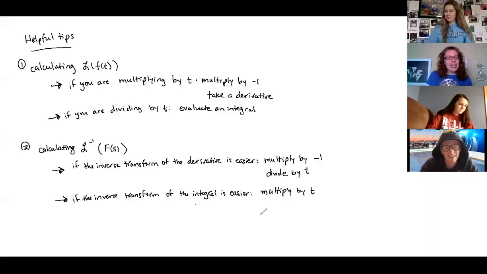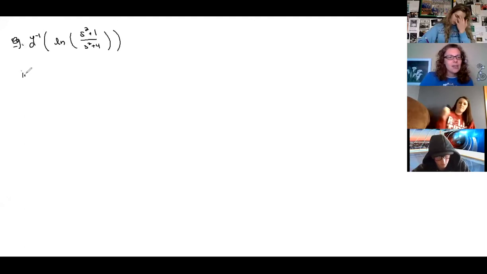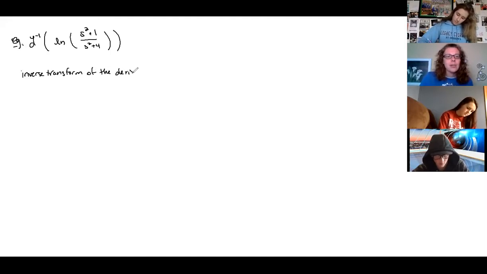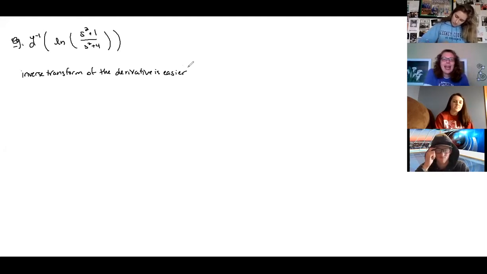All right, let's go back to the whiteboard. 3 is, we are saying the inverse transform of the derivative is easier. Okay, let's take the derivative and see if that inverse transform is going to be any easier. So we are doing an inverse transform, so we're hoping that the inverse transform of the derivative is easier. We could take the derivative, and this is going to be a disaster and a half, right? We're going to need to use quotient rule inside of chain rule, and I absolutely positively don't want to do that. So let's do it this way instead.